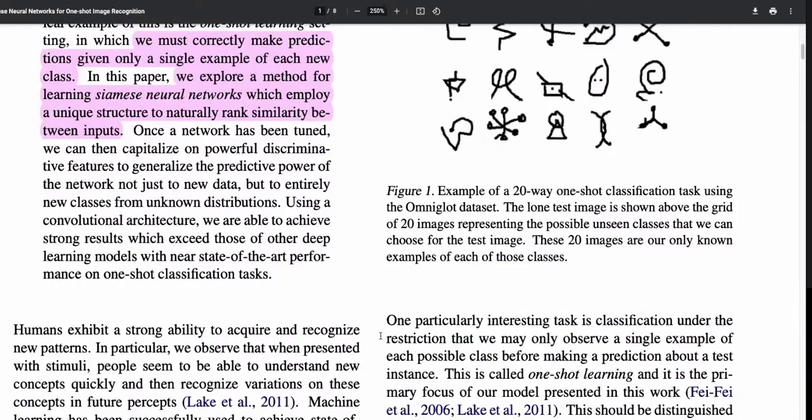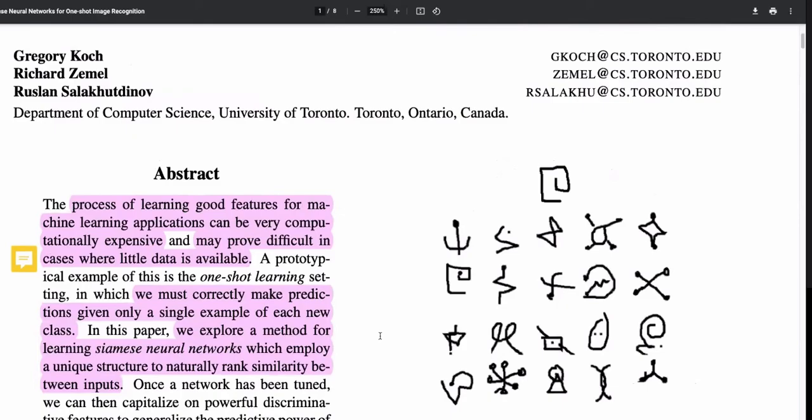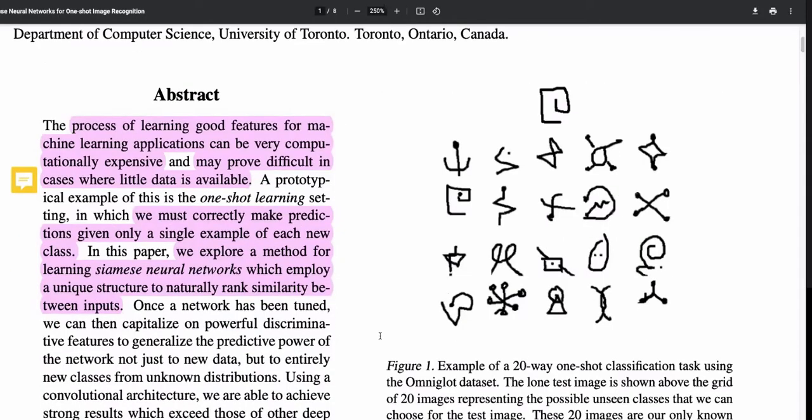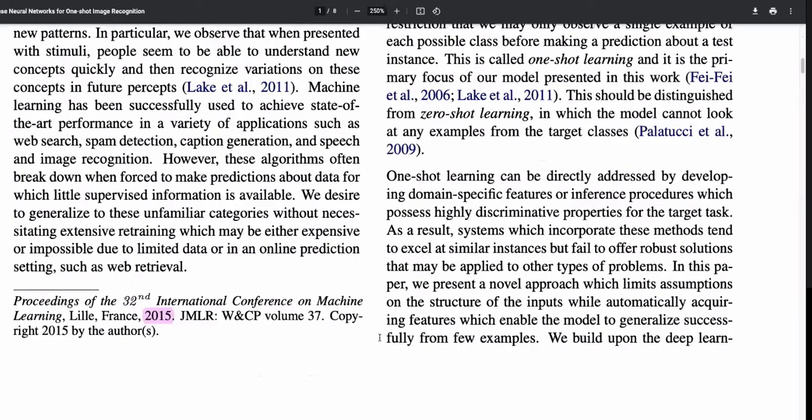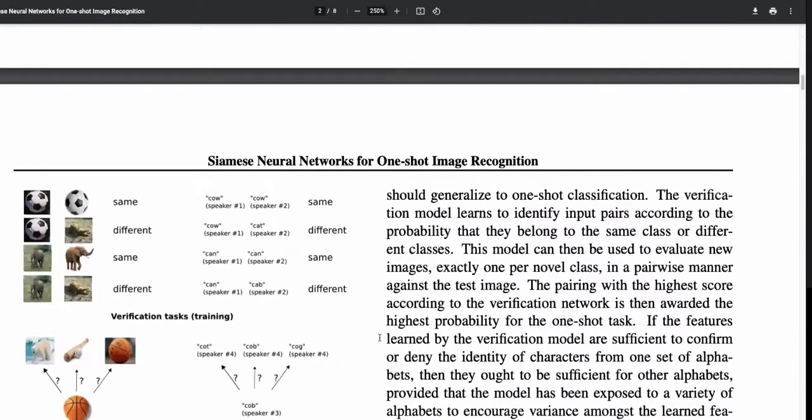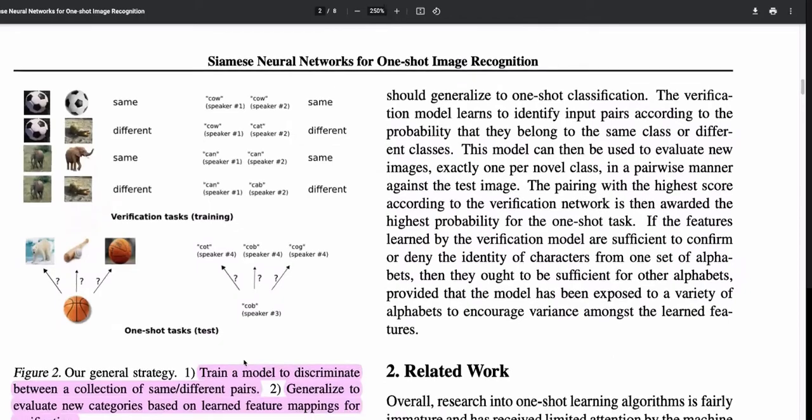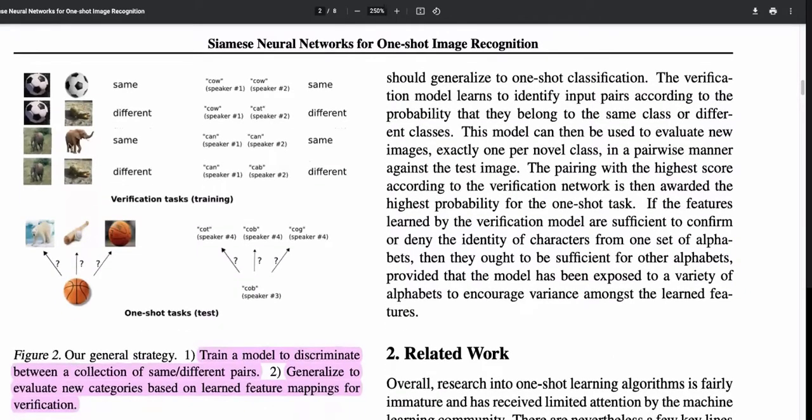So you generate pairs at every point in time in your batch, and you allocate a label of 1 to similar ones and a label of 0 to dissimilar pairs. So for instance here, you're training a model to discriminate a collection of the same pair. So this is the same, this is different, this is same, this is different. And that's what you are training your model on.